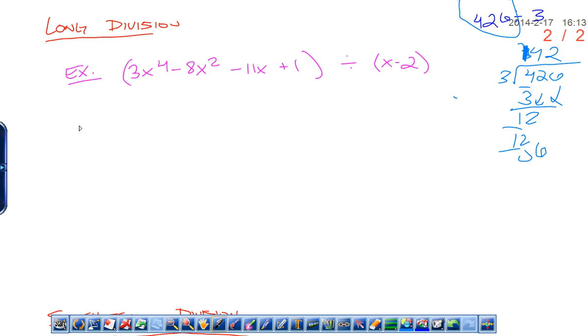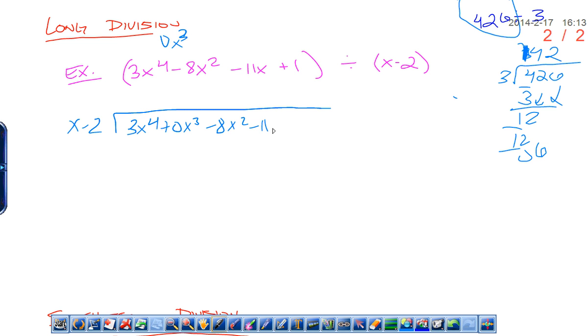Same idea is going to hold here. We have x minus 2, that's our divisor, and then we have everything else on the inside. Leave yourself some room because we're missing a cubed term. You see how there's no cubed term here? So we're going to say plus 0x cubed, then minus 8x squared, and minus 11x plus 1.